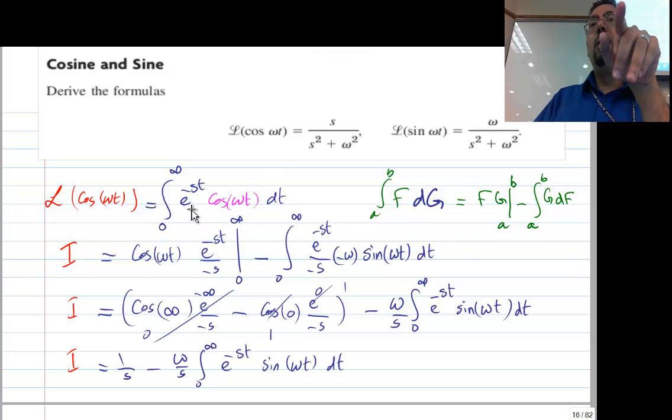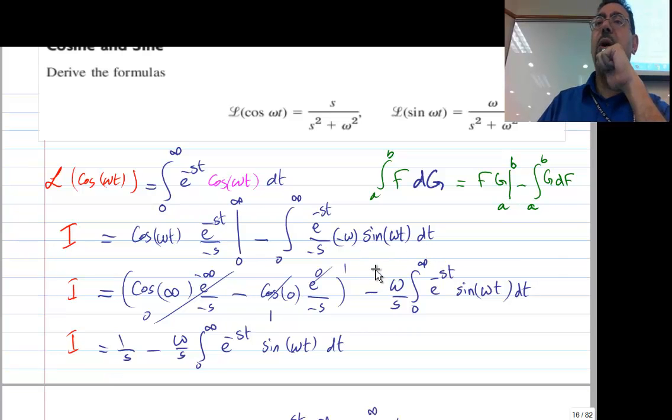So what you do over here is you look at this and you say this guy is the one that I'm going to integrate. So that's the g and that's the f. So e to the minus st you integrate from 0 to infinity, and then you differentiate the cosine. The derivative of cosine is minus omega sine omega t, so the cosine becomes minus omega sine omega t dt.